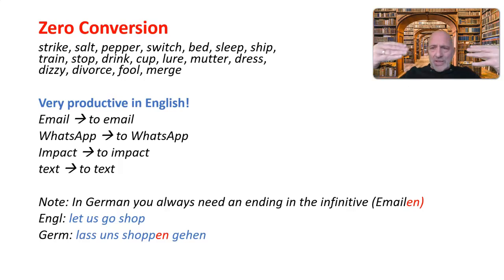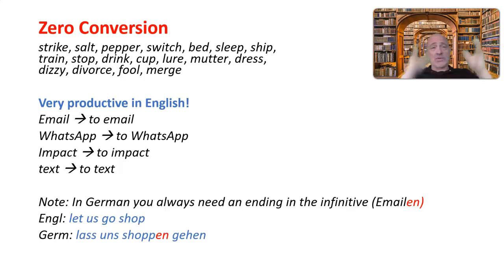So you can do this because you don't have any endings anymore. In German, impossible. In German, if you turn a noun into a verb, you have to add endings, verbal endings or some other, which is very complicated. Even prefixes and stuff like that. Let us go shop. Lass uns shoppen gehen. You have to add. Zero conversion is impossible because German still has the endings.